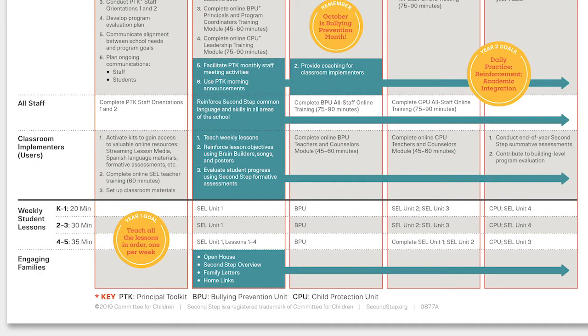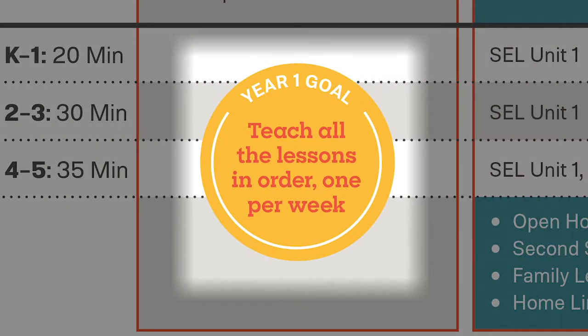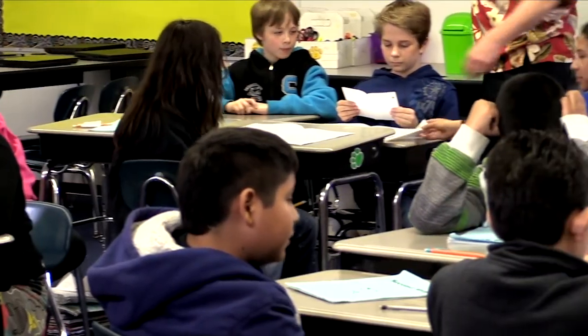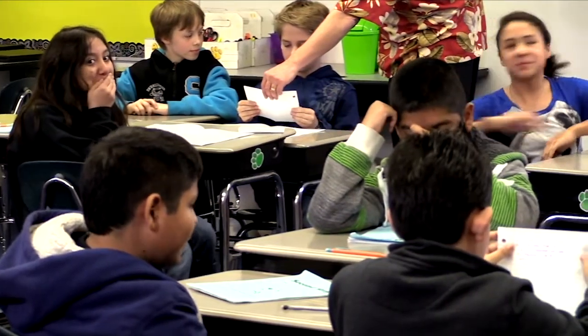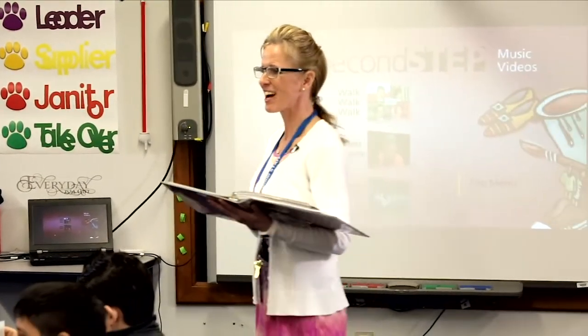It's important to remember that the primary goal for a school's first year of implementation is highlighted in the lower left-hand corner. Teach all the lessons in order, one per week. Even with all of the other information provided here, remember that this is the main tenet for a first-year implementation. If you're able to teach all of the lessons weekly in order in your first year, you're doing really well.